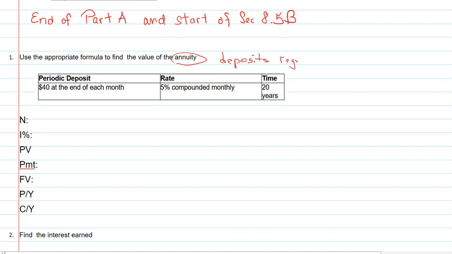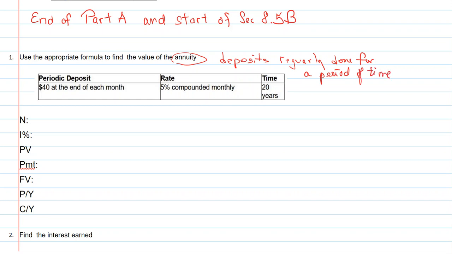made regularly for a period of time. Right. So let's see what this one has us do. The last one we did was semi-annual. So let's look and dissect what's given to us.